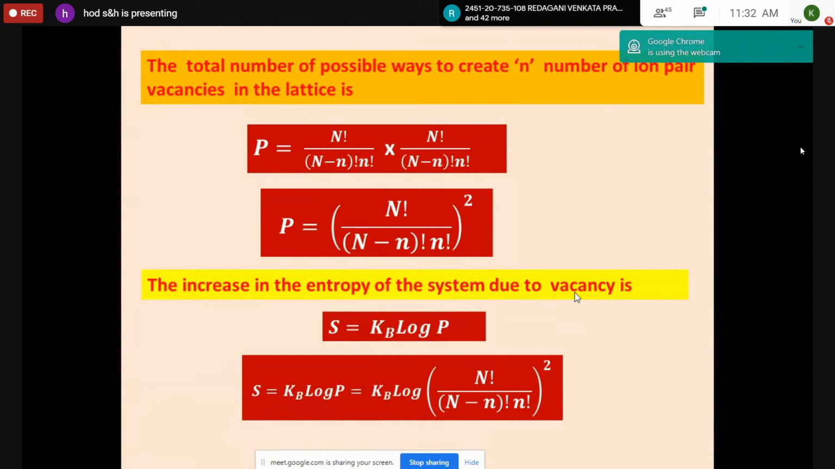So substitute for P, the entropy can be written as S is equal to Kb log of N factorial by (N minus n) factorial into n factorial, whole square. This is the expression for entropy. Take this expression also. The entire procedure is same as what we did in the case of metals. Only the number of ways will be changing. The entire procedure is same. Please note down.